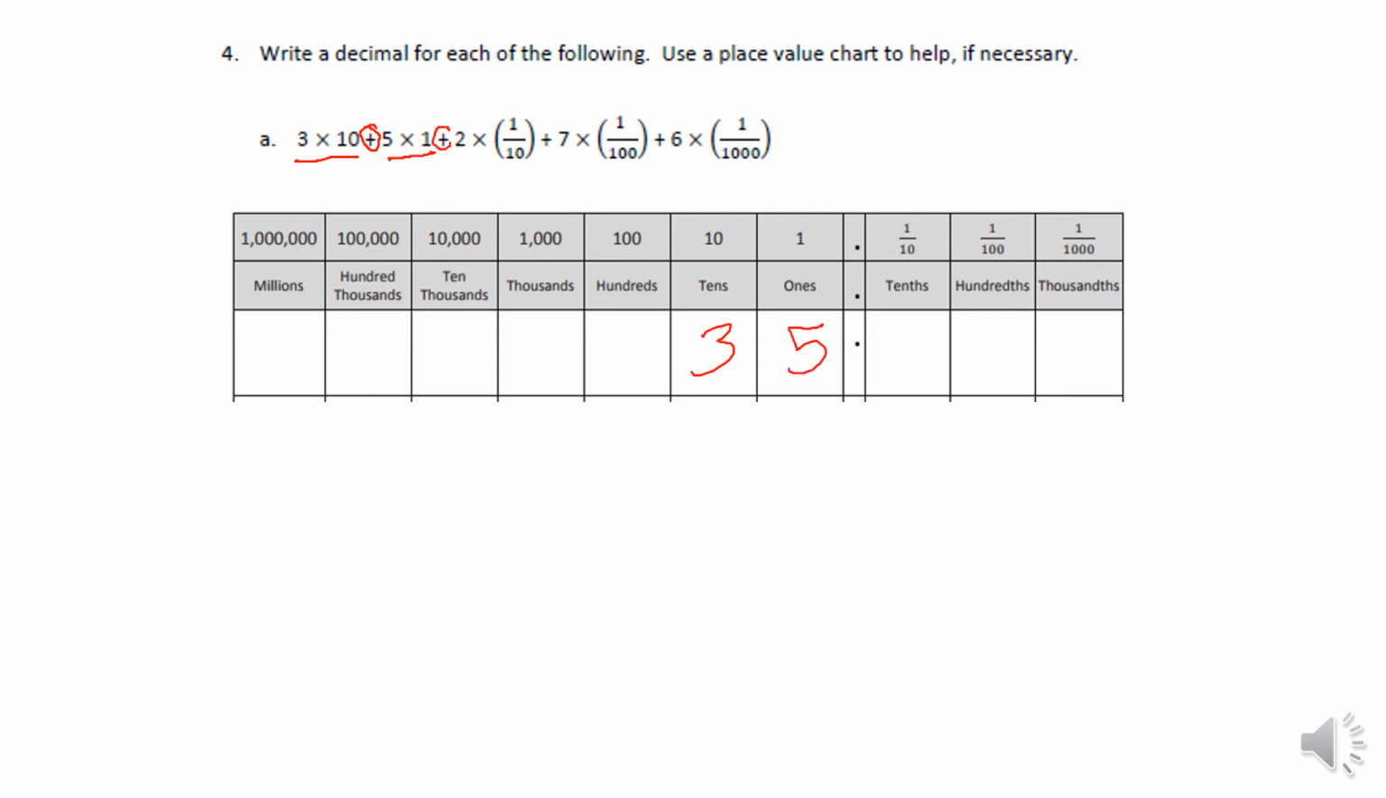And there's that sum. 2 in the 1/10ths place. So I'm coming to find the 1/10ths place, so I'm putting a 2 in there. Plus 7 in the 1/100ths place. So I'm putting a 7 in the 1/100ths place. Plus 6 in the 1/1000ths place. So here's my thousandths place. Now I'm going to put a 6 there.